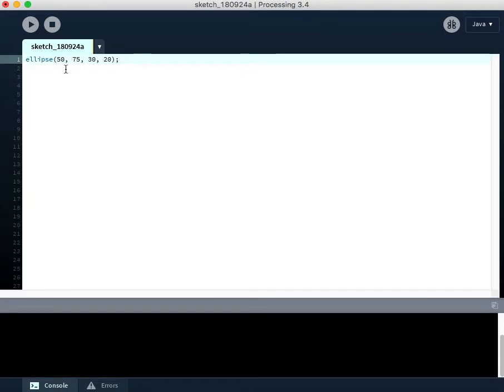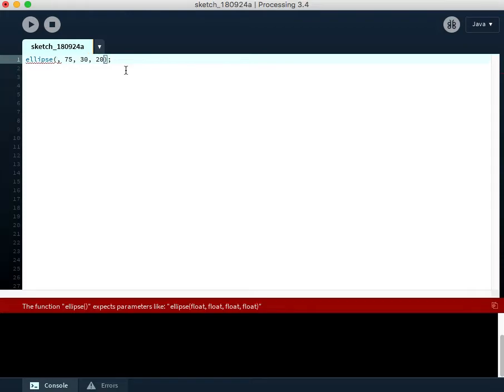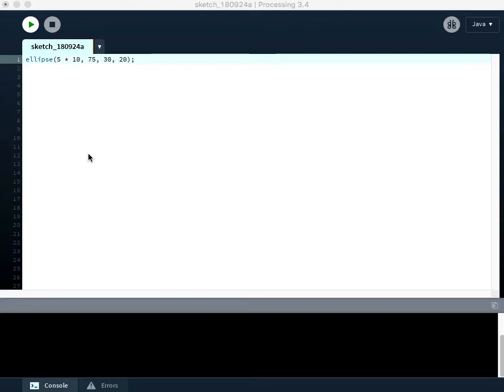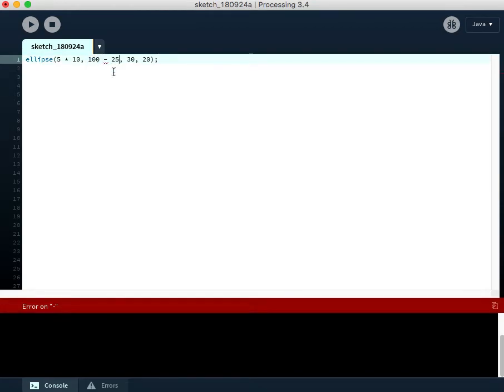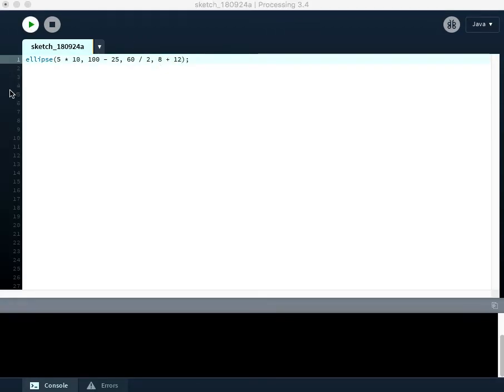We can also represent these values using operators, which Processing, the computer language here, and all computer languages are able to handle. They're just calculators, so instead of 50, we could write 5 times 10, and notice that, yes, it does in fact do the exact same thing. Instead of 75, we could do 100 minus 25. Instead of 30, we could do 60 divided by 2. And instead of 20, we could do 8 plus 12. And all of these things total out to be the exact same.